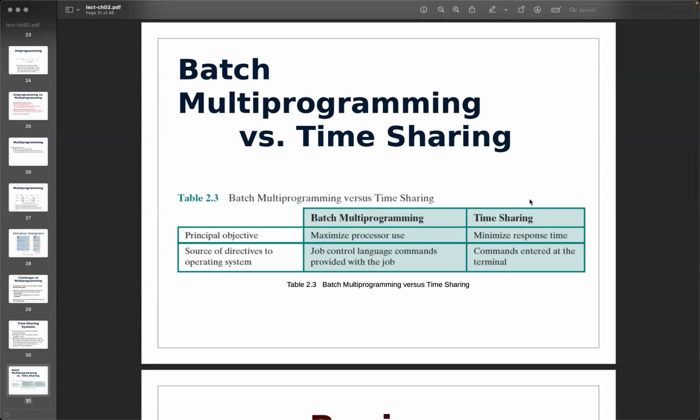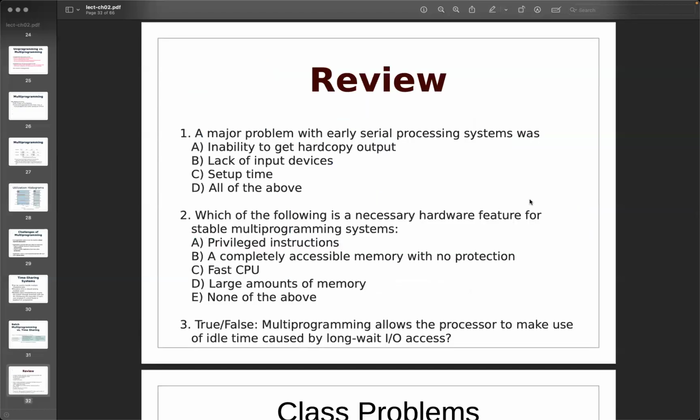So what minimizes the response time is that when we do multitasking, you feel like there is no delay using all these applications. And the resources, like the job control language commands, they provide with the job. So it's really waiting for itself. Like if this task will be handled by itself, but for time sharing, it will mainly be handled by the terminal. So here's the difference.